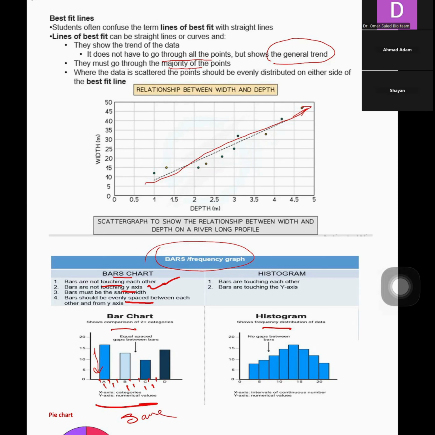Next, in a histogram, this is very important. The bars are touching each other, no problem. And they must be the same width, which means what? Don't draw the first bar with 1 centimeter and then the second with 2 centimeters. This is wrong. Okay, and they are not touching the y-axis.